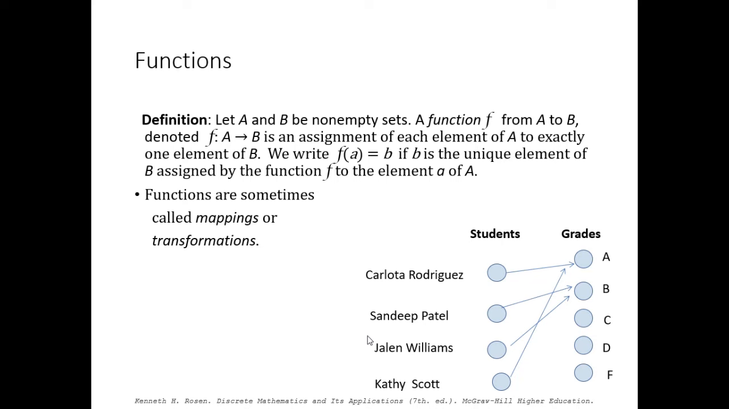So in this example here, the set A is students and set B is grades, and there's a mapping from student to grade which indicates what grade a student has scored in the examination. For a given examination, a student can score only one grade, and therefore, the grade is a unique element of the set B assigned to a student of set A by a mapping, which we can say is a function.